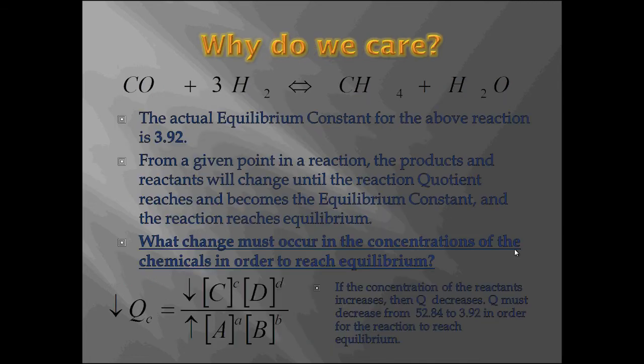Why do we care what the answer to this question is? The actual equilibrium constant for the above reaction is 3.92. From a given point in a reaction, the products and reactants will change until the reaction quotient reaches and becomes the equilibrium constant, and the reaction reaches equilibrium.